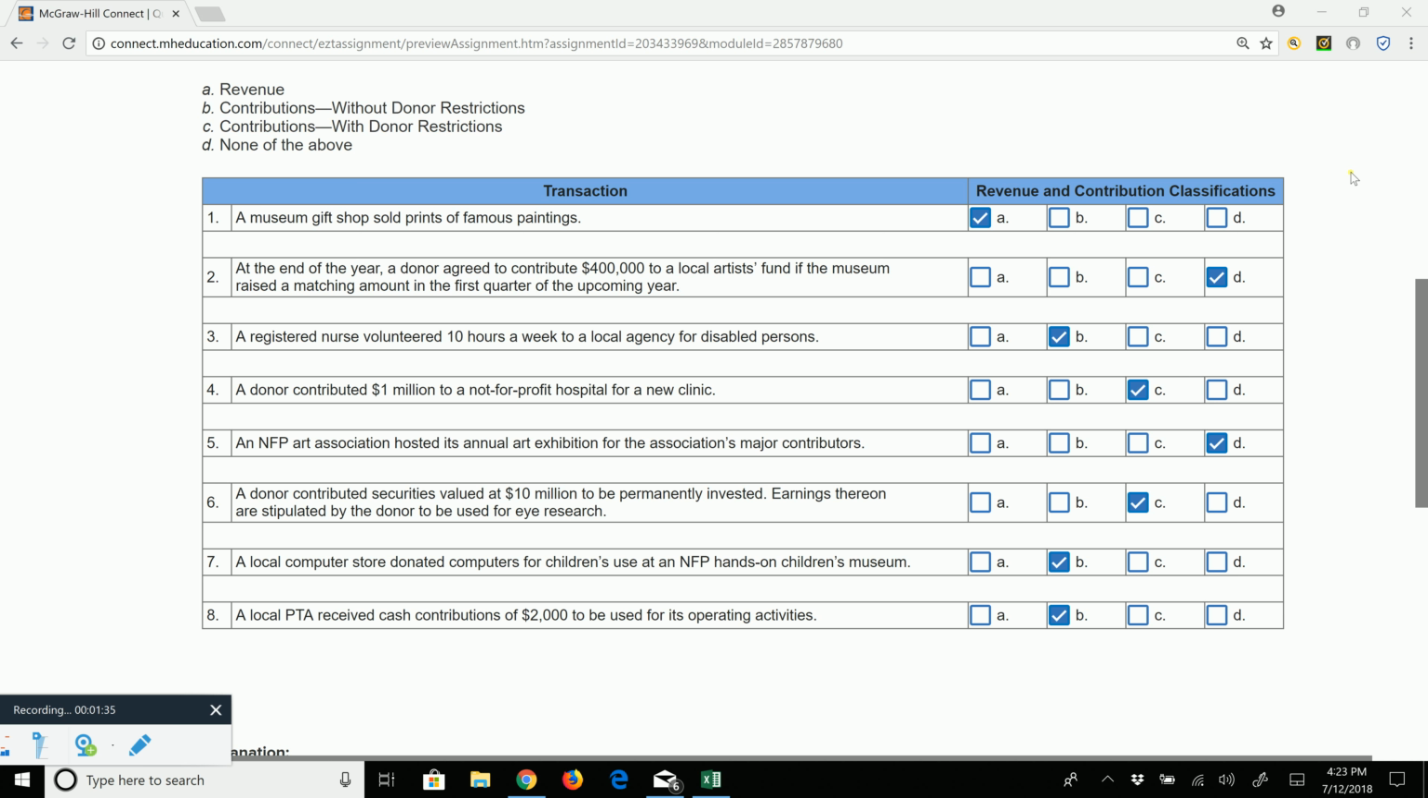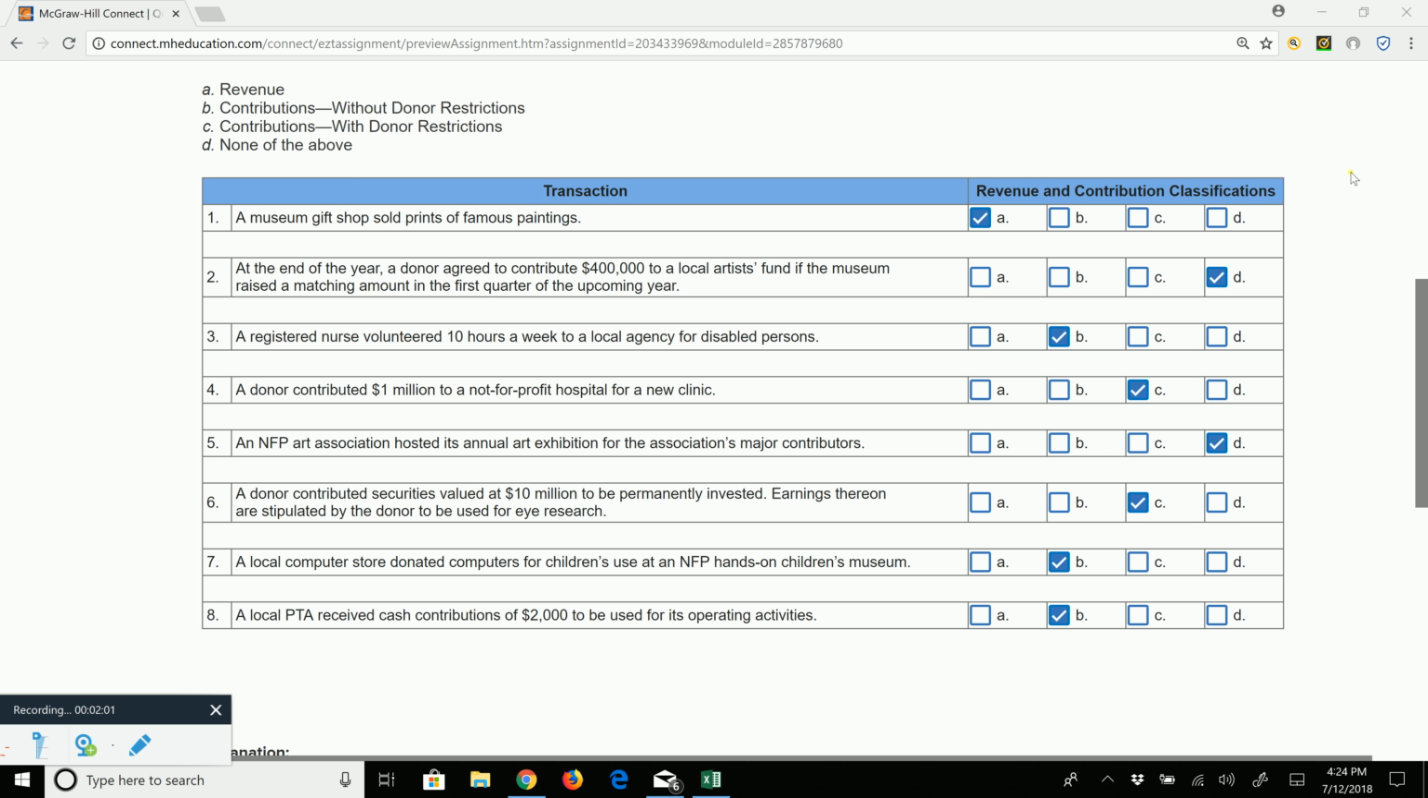So number 1, a museum gift shop sold prints of famous buildings. Well, this is simply the gift shop giving up a good, selling inventory for a fee. This is regular revenue. This is not a contribution. Remember, a contribution means nothing is received in return. So that's revenue.